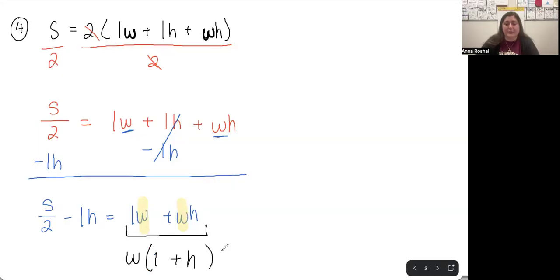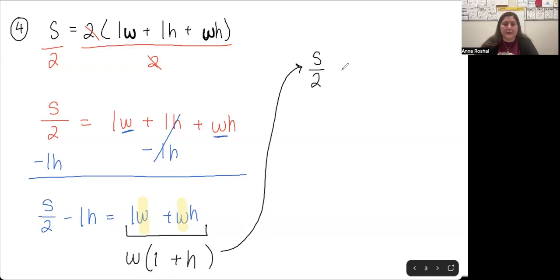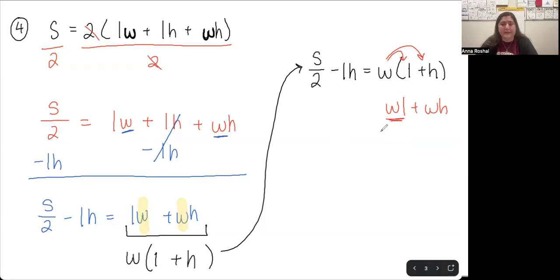So let's rewrite this whole business up top so that we know what we're looking for. We've got S divided by 2 minus length height equals width times length plus height. And we know that was reverse distributed because if I distribute this back, I'm going to end up with the length and the height. We can flip-flop these two just fine and it'll still be the same amount. But that's not our goal. We don't want to distribute them back.